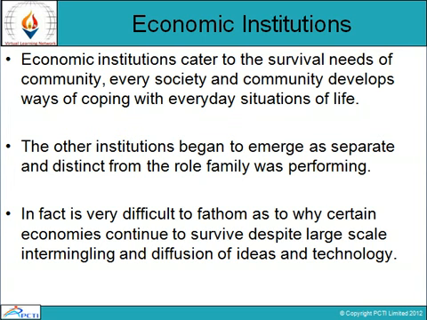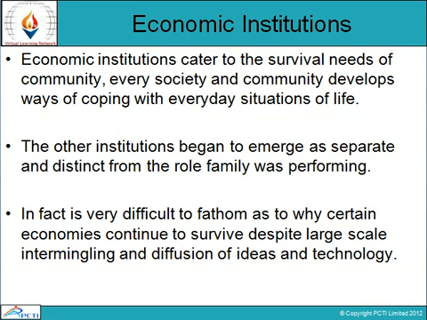Now we come to the economic institutions. Economic institutions cater to the survival needs of the community. Every society and community develops ways of coping with everyday situations of life. हर तरह की सोसाइटी में, हर तरह की कम्युनिटी में इकोनॉमिक इंस्टीट्यूशंस हैं जो कि अलग अलग तरह की नीड्स जो कि सर्वाइवल के लिए ज़रूरी है उसको पूरा करती हैं.